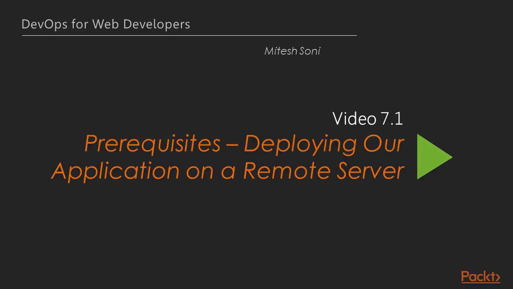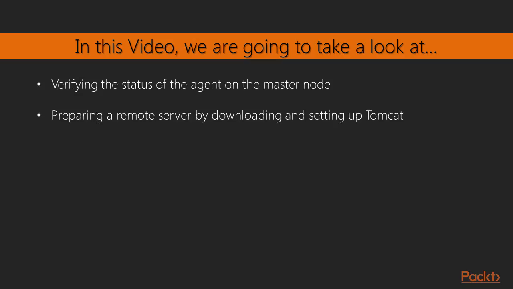Here we are at the first video of this section, prerequisites, deploying our application on remote server. In this video, our objective is to deploy Pet Clinic application to a remote Tomcat server. Web server and application server can be on local environment or remote environment. We will first deploy on a remote server. We will try to use Windows agents for compilation and deployment to see how agent-based architecture can be utilized.